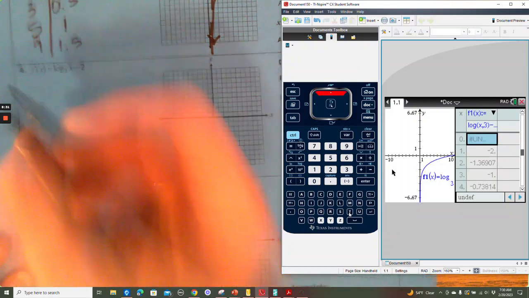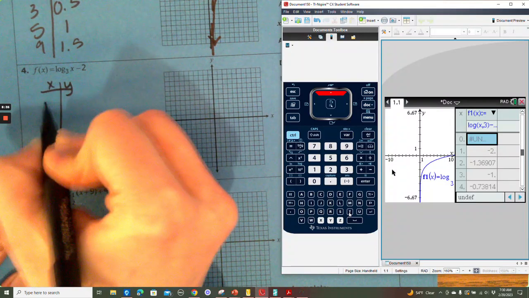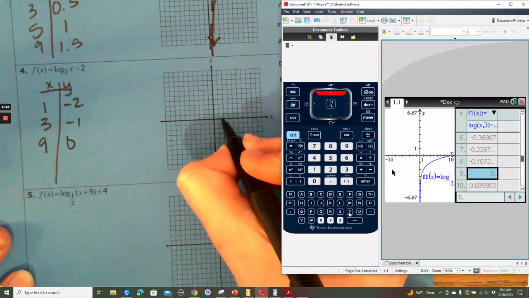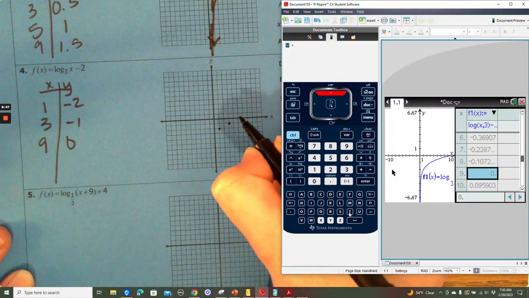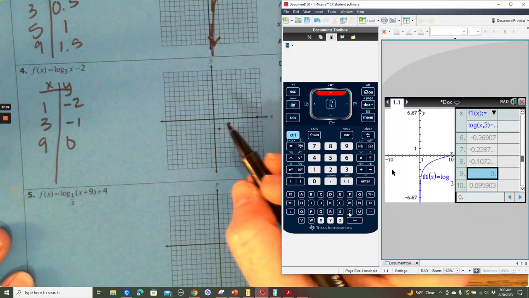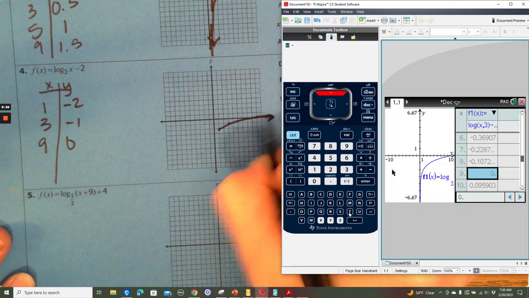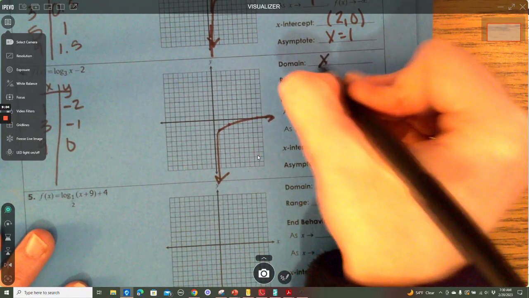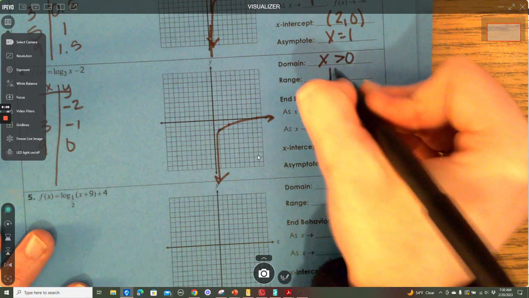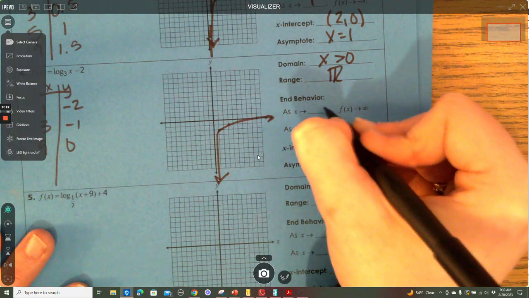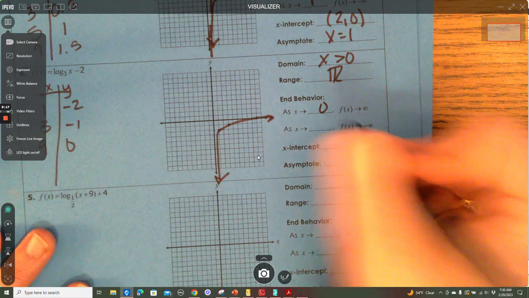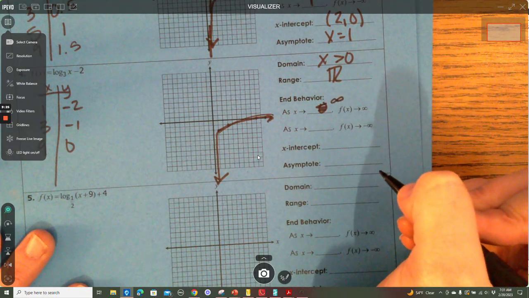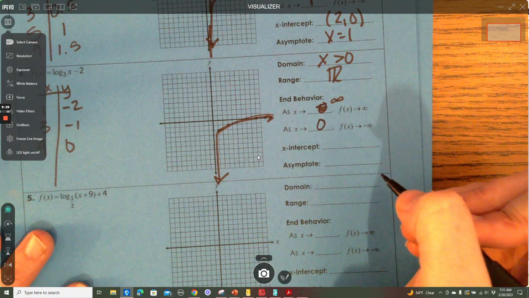And let's see. So at 0, we're undefined. X and y. So we've got 1 and negative 2, 3 and negative 1, and then we've got 9 and 0. And so this thing is going to do something kind of like this. Didn't graph that very well. So the domain here is x is greater than 0. The range is still all real numbers. Oh, that should have been reversed. Sorry. As x approaches infinity, f of x is going to approach infinity. And then as x approaches 0, f of x is going to approach negative infinity.